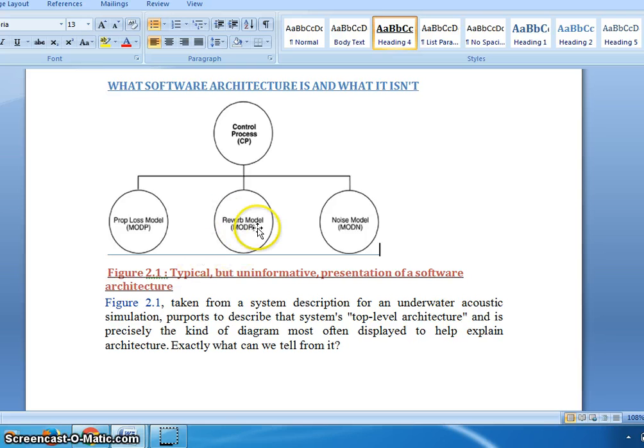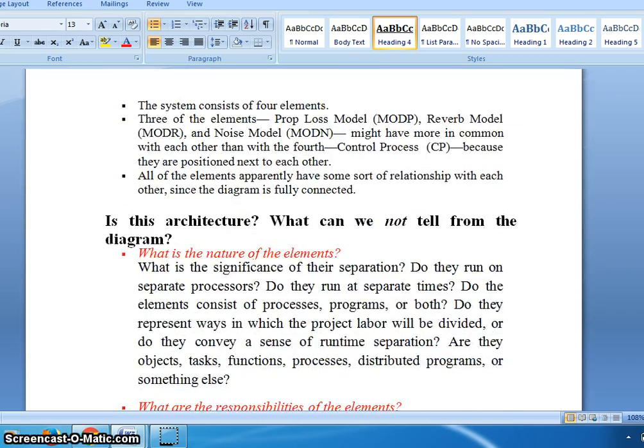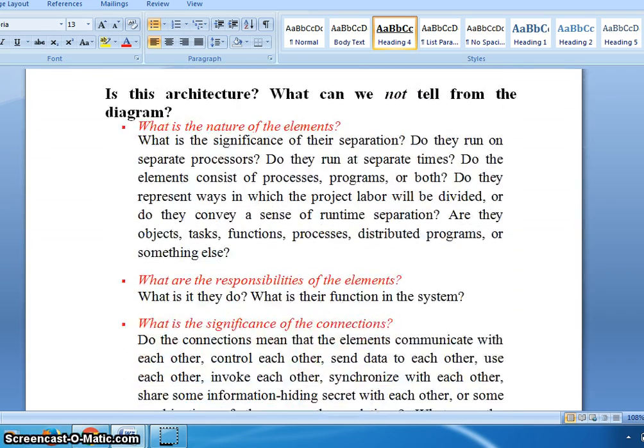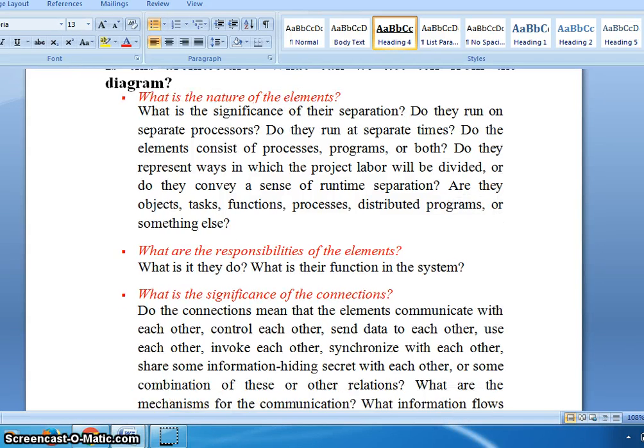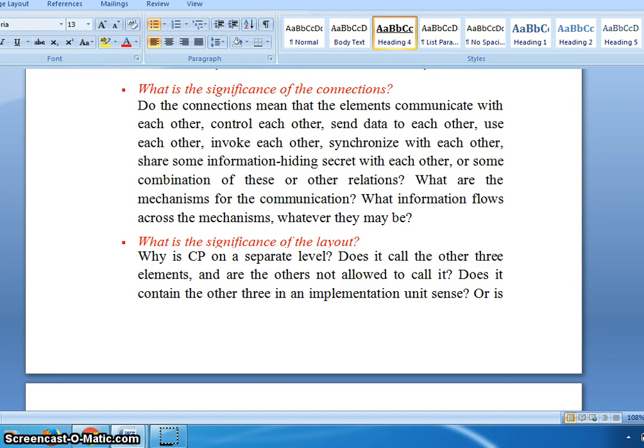Like this, we cannot judge whether the elements are working in this constituent architecture synchronously or asynchronously. So these are aspects we cannot predict from this single picture: the nature of elements, the responsibility of the elements, and the significance of connection. Also, we cannot define the significance of layout.